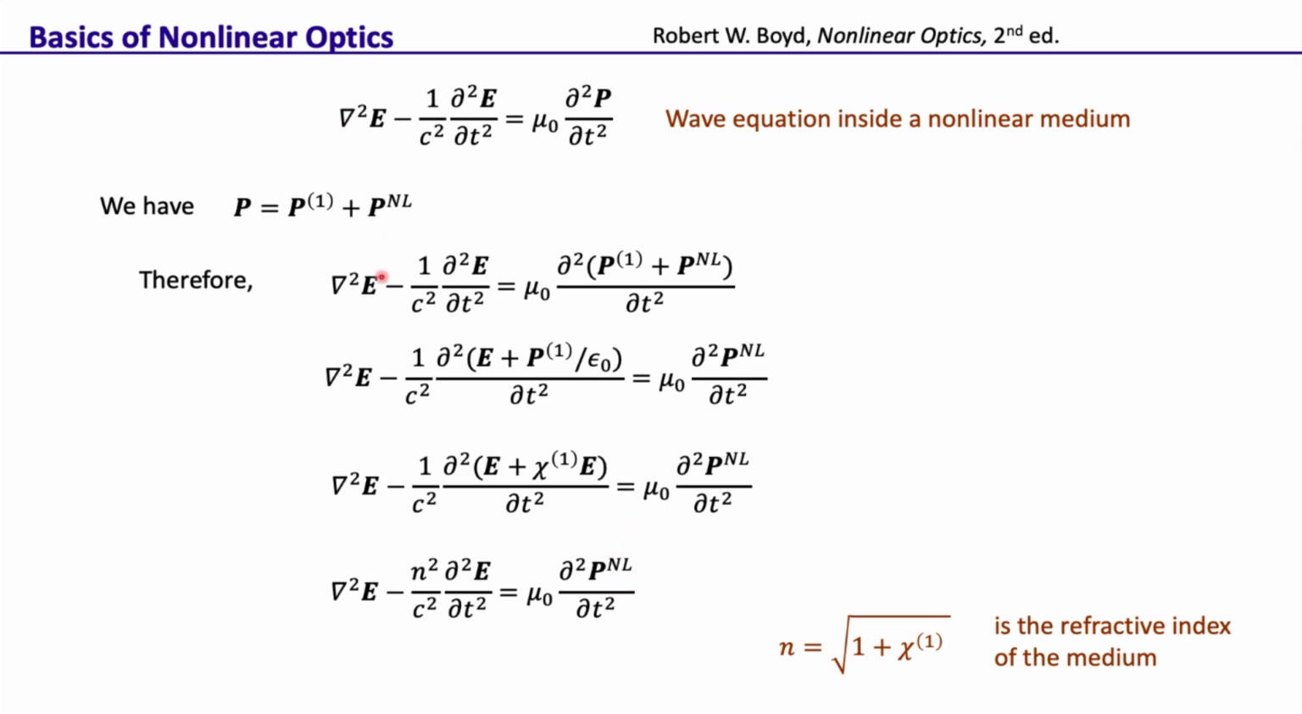If we are in the linear optics regime, that means we only have the first order polarization, then the wave equation we have is del 2 E minus n square by c square del 2 E by del T2 equal to 0. But when we go into the nonlinear optical regime, then that is the wave equation that one has to follow. So this contains all the nonlinear optical terms. That's the wave equation inside the nonlinear medium, and depending on whether we are looking at the second order effect or third order effect, we will have the appropriate expression for P nonlinear over here.